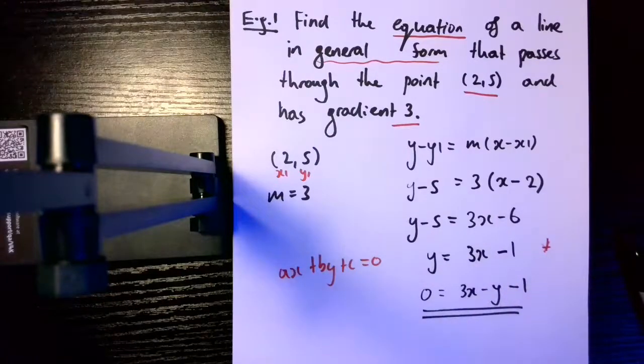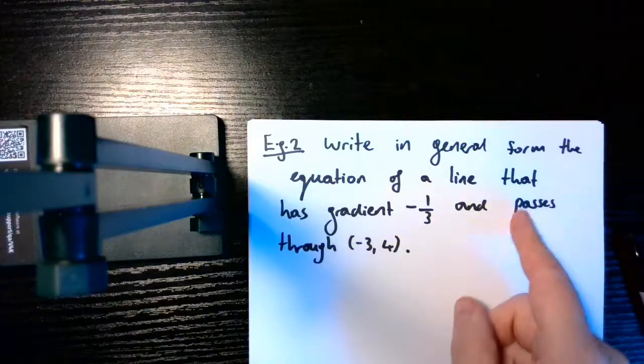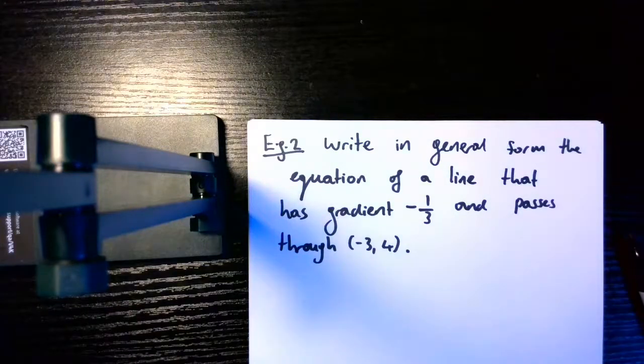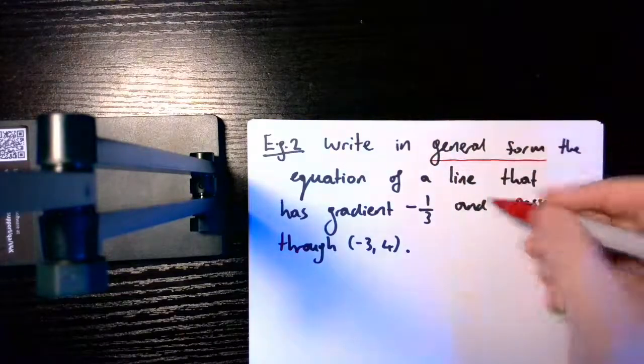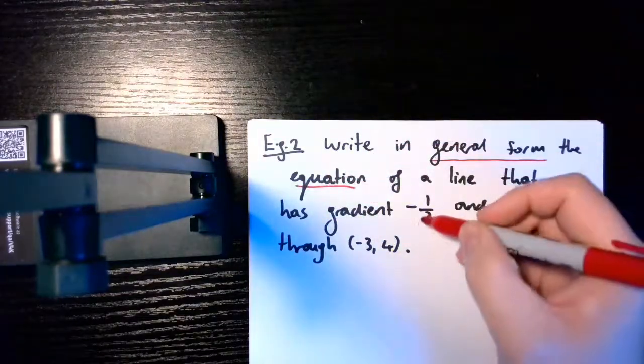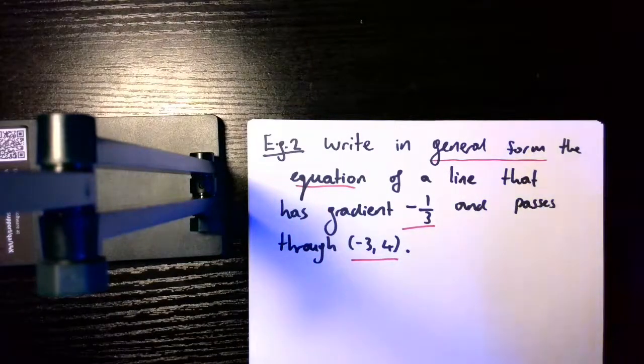So let's have another go at another question. It says write in general form the equation of a line that has a gradient of negative 1 over 3 and passes through (-3, 4). Again, I go through and highlight everything that it wants me to do. General form, it wants to find the equation, it has a gradient of minus 1 over 3, and it passes through this point of (-3, 4).